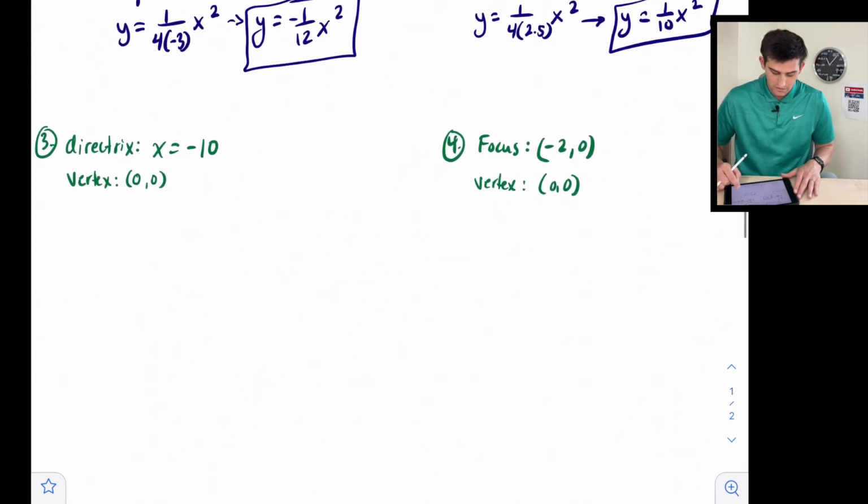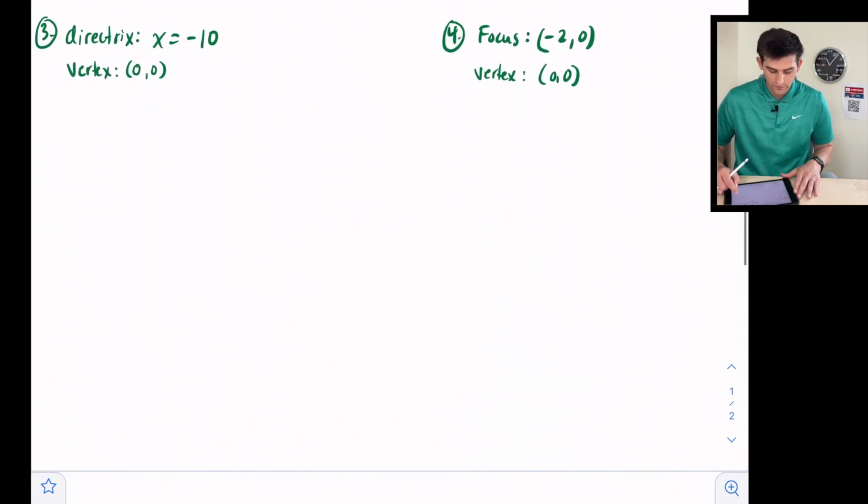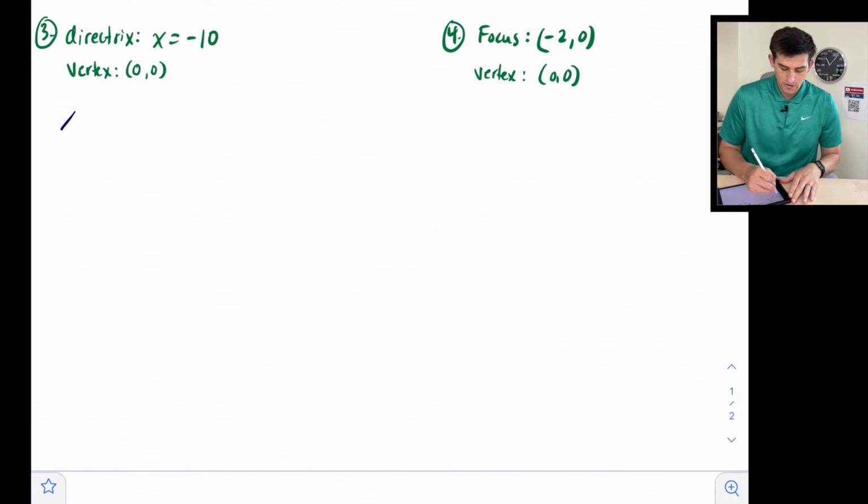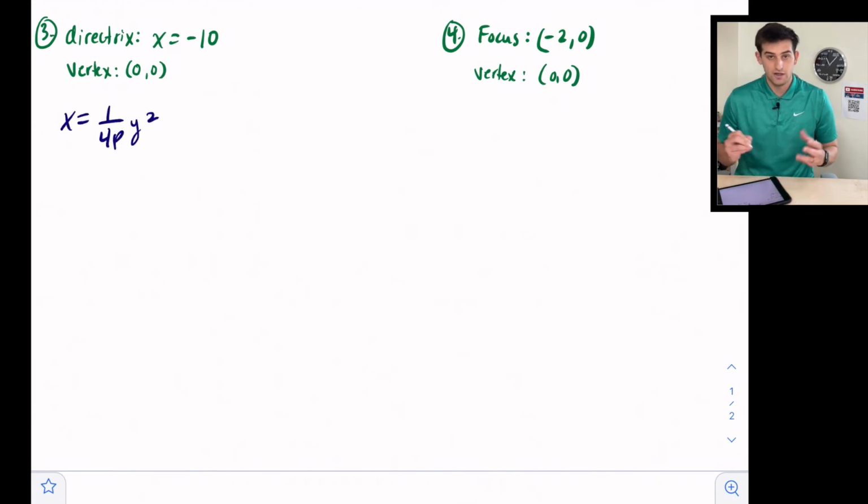Okay, all right, now for 3 and 4, we don't have a graph. On number 3 we're given the directrix, and then on number 4 we're given the focus. So for number 3, notice that the directrix says x equals, so that's going to be a vertical line, which means our parabola is going to open either to the left or to the right. Okay, so now this means our equation should be x equals 1 over 4p y squared. And so now we just need to figure out what p is.